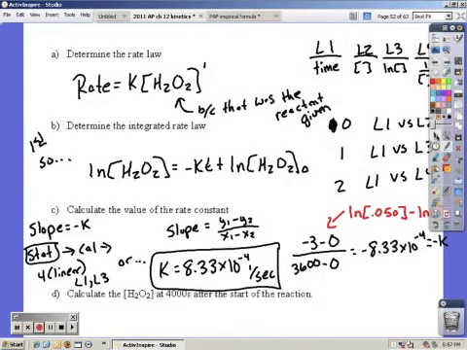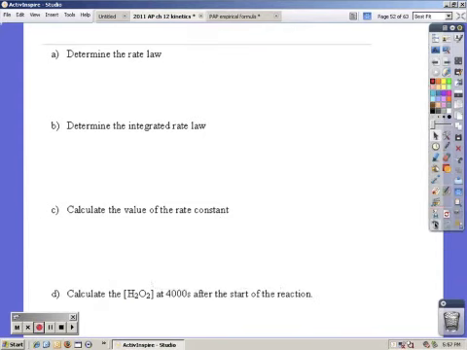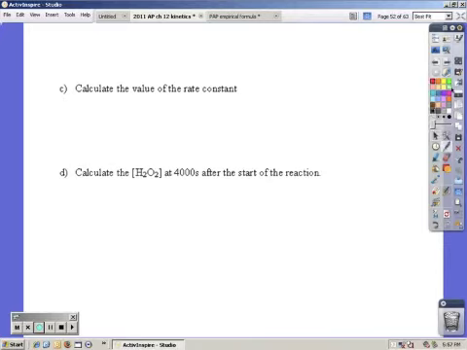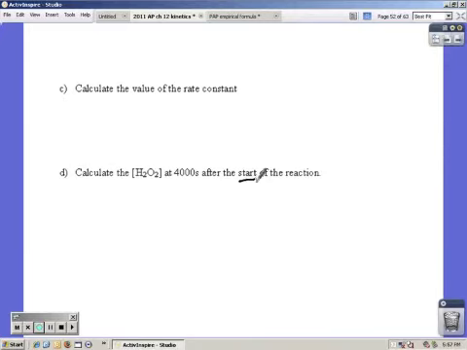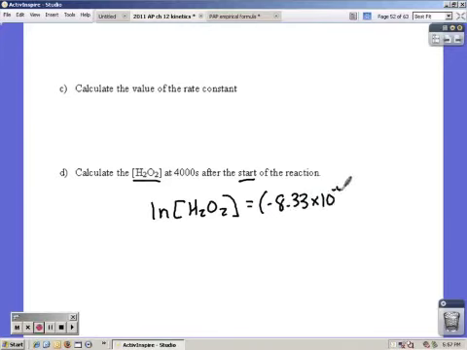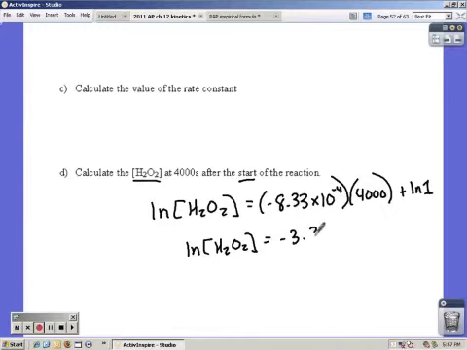Okay, go ahead and look at D. They're talking about concentration and time, so we're going to have to use B, that integrated rate law, to calculate the concentration. So we're looking for the ending concentration. We know k because we just solved for it in C. Remember, it's got to be negative kt, so that's why I put the negative sign back on it. 4,000 seconds. And at the start of the reaction, if you look at your data table, we started with a concentration of 1. So that's why it's ln of 1 there. Solving for concentration, you get 0.0357 molarity.